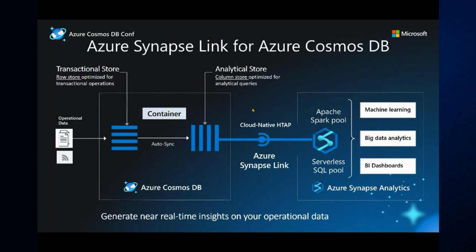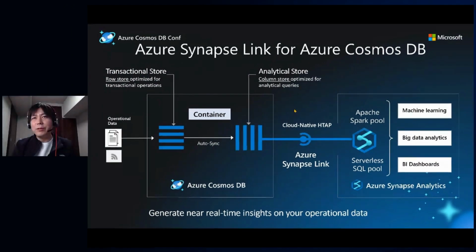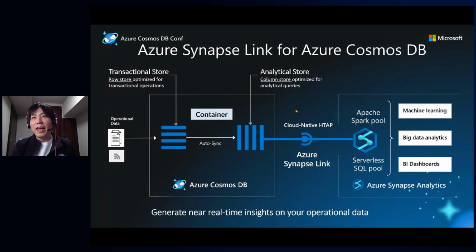Azure Synapse Link for Azure Cosmos DB is a cloud-native hybrid transactional and analytical processing, aka HTAP, capability that enables near real-time analytics over operational data in Azure Cosmos DB. Operational data is stored in Cosmos DB transactional store, which is a row store optimized for transactional operations. Data in transactional store is automatically synchronized to analytical store in near real time. No ETL is required. Analytical store is a column store optimized for analytical queries.